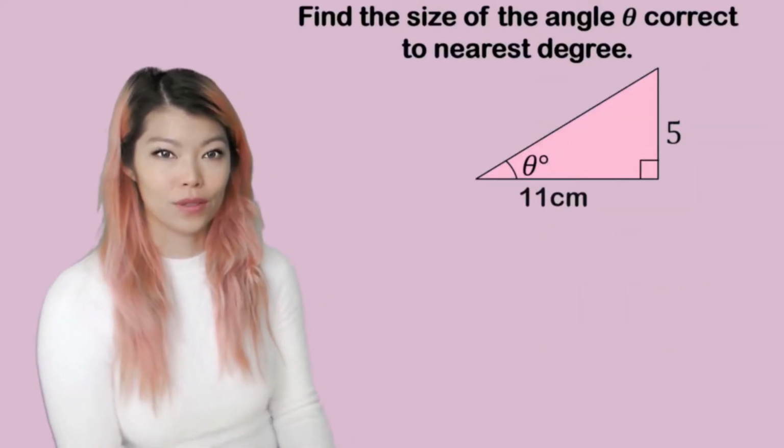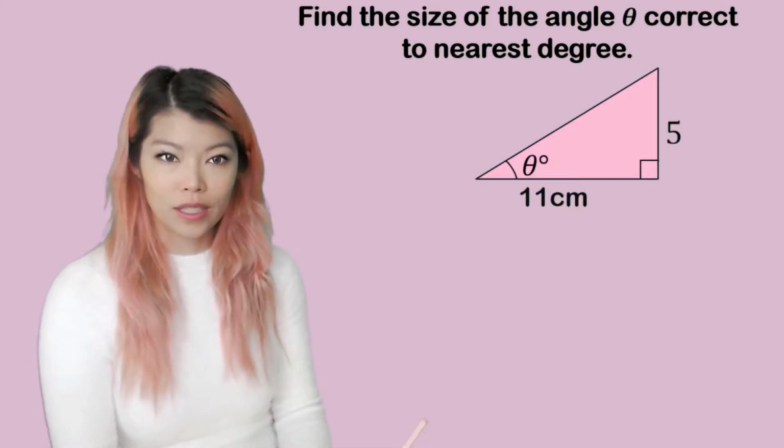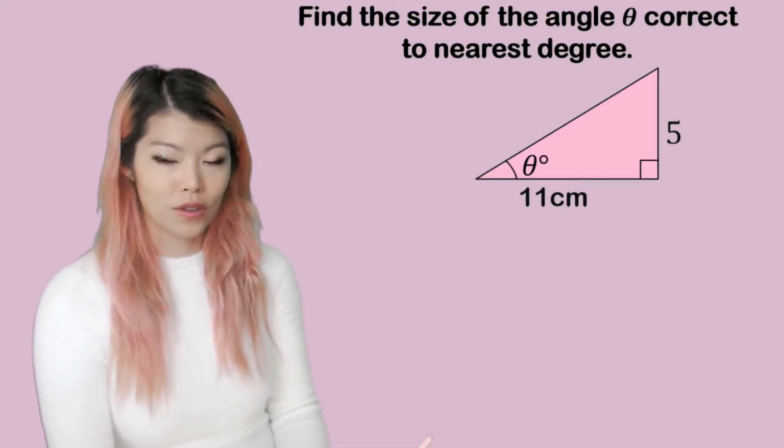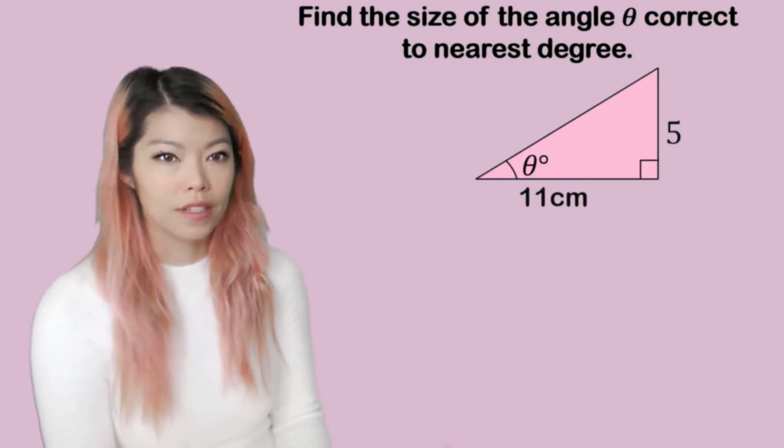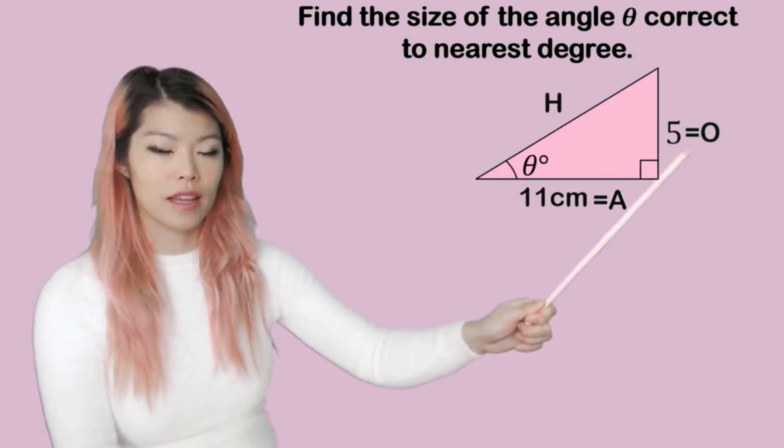What else do you have to recall from previous years? Finding the size of the angle corrected to the nearest degree. So here we have a triangle. What was the first step? The first step is to label it. So we have the hypotenuse, that is the adjacent, and that is the opposite.